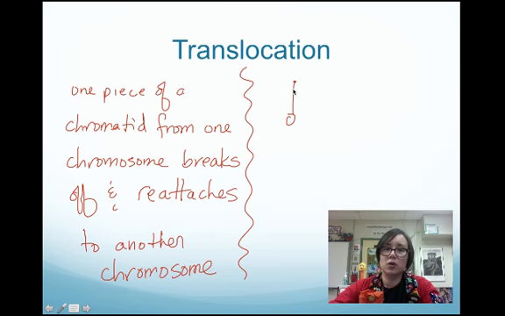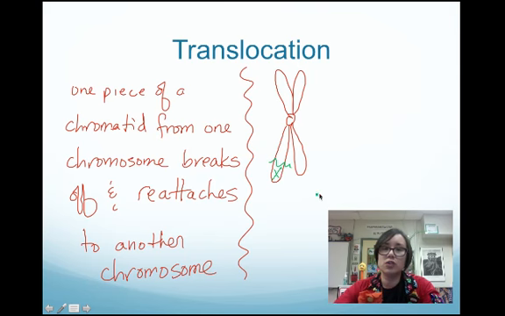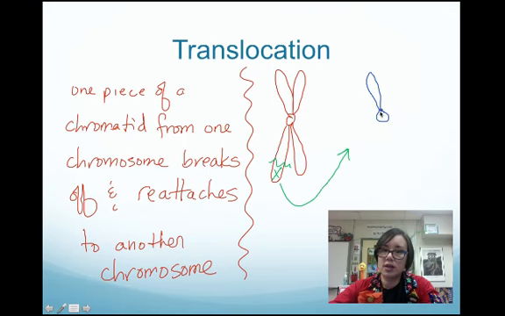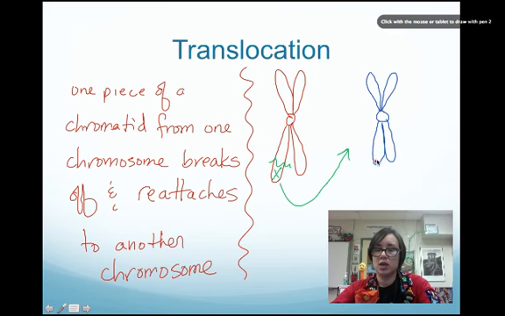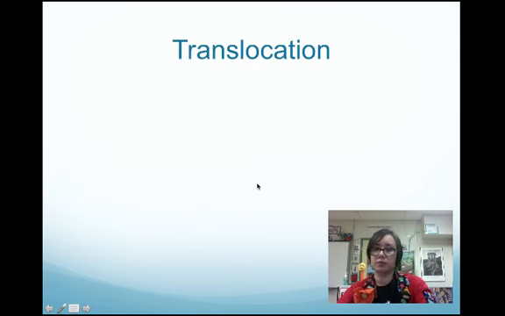If this is my chromosome, this piece right here would break off. So it's no longer there. And when it breaks off, it's going to travel and reattach itself onto another chromosome. When it reattaches itself onto another chromosome, it'll look something like this. So now this chromosome has extra genetic information, while this chromosome is missing genetic information that should be there. That's our translocation event.